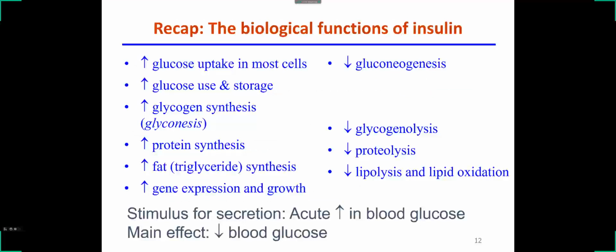Remember, insulin affects glucose uptake in most cells, increases glucose use and storage, increases glycogen synthesis, increases protein synthesis, increases triglyceride synthesis, and gene expression and growth. The stimulus for secretion of insulin is acute increase in blood glucose, and its main effect is then to decrease blood glucose. It's going to drive down gluconeogenesis, drive down glycogenolysis, drive down proteolysis, and drive down lipolysis and lipid oxidation.